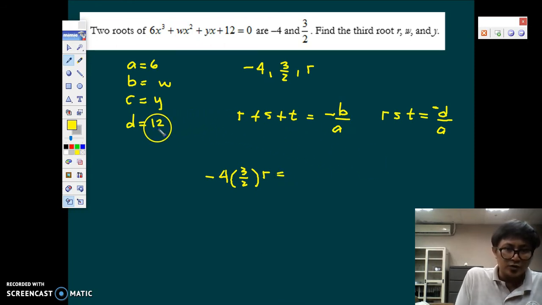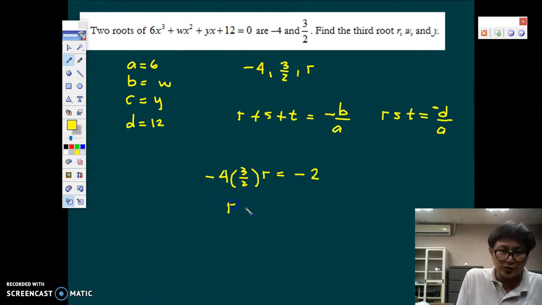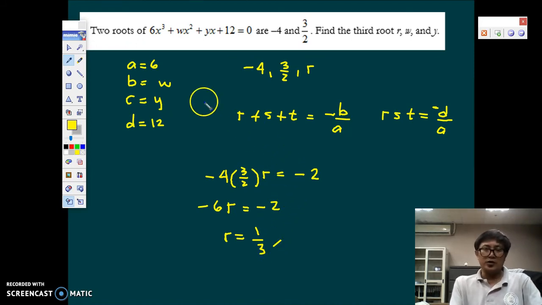It's negative 12 over 6. That's negative 2. So solving for r, that's one of the unknowns. Negative 4 times 3 halves would be negative 6. So negative 6r equals negative 2. So obviously r is negative 2 over negative 6, and simplifying it would be 1/3. We have 1/3. Now we get w.